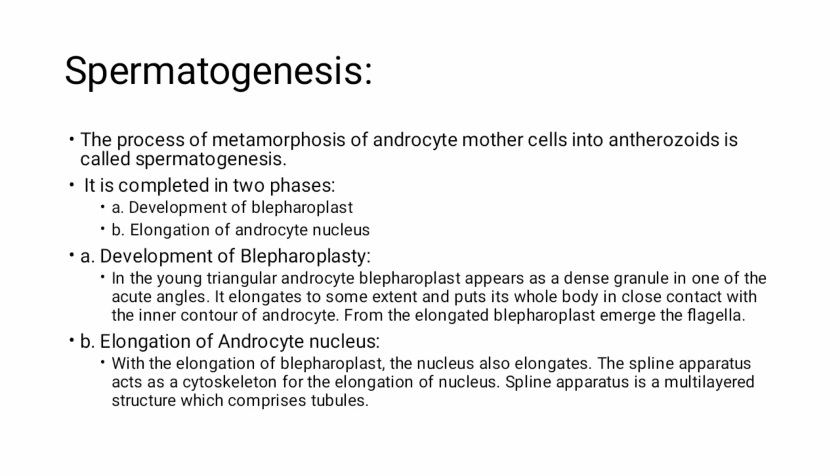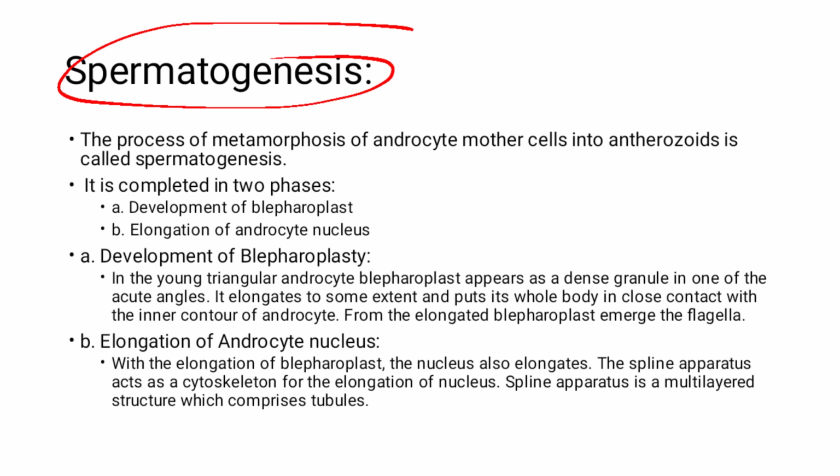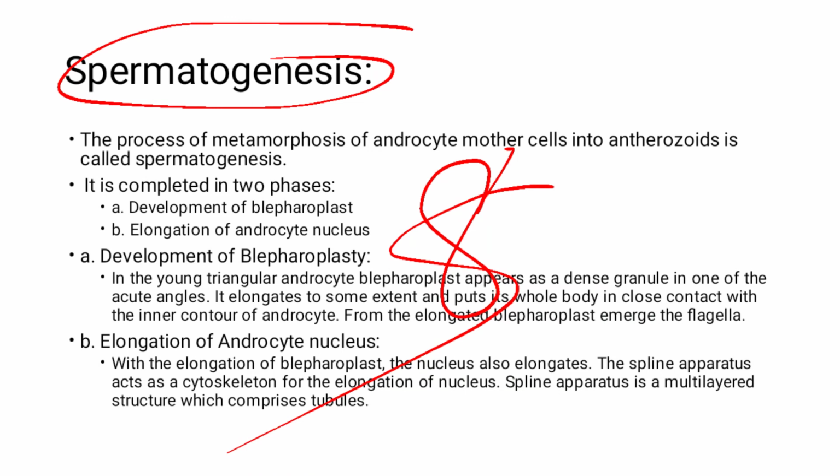Now, how does the antheridial mother cell develop into the antheridia or the sperm? Antheridia is otherwise called the male gamete or the sperm. So now we will be studying about spermatogenesis. Spermatogenesis, or the antheridia, develops by metamorphosis, that is the antheridial mother cell undergoes changes in the structure and forms the antheridia.